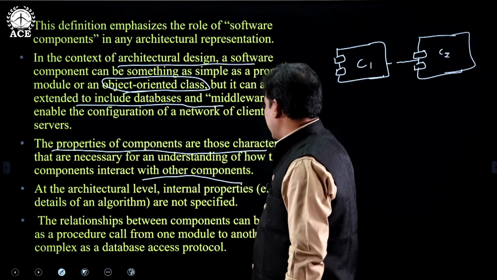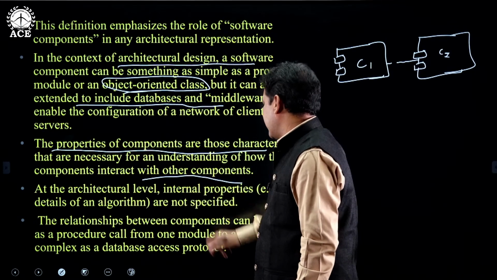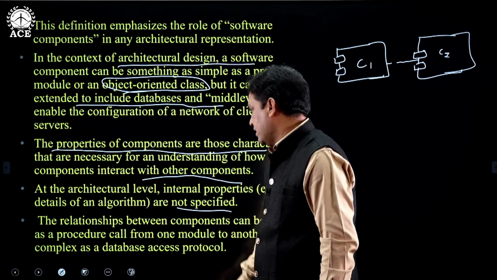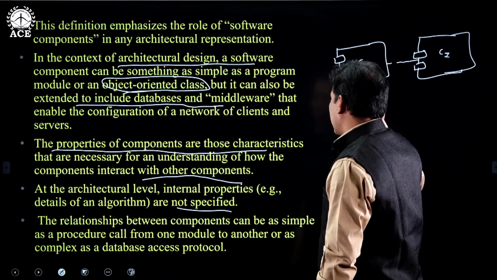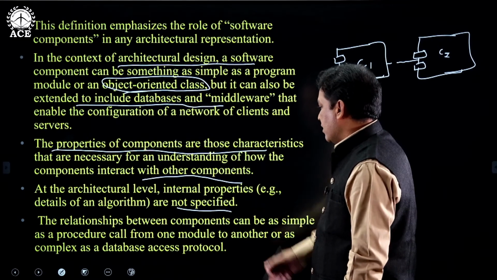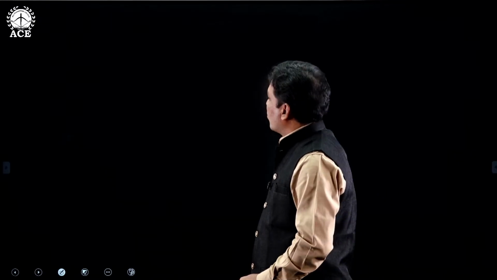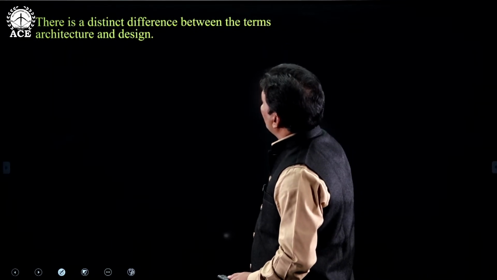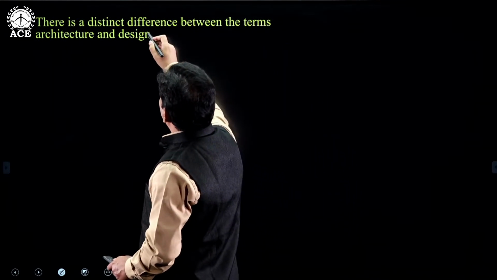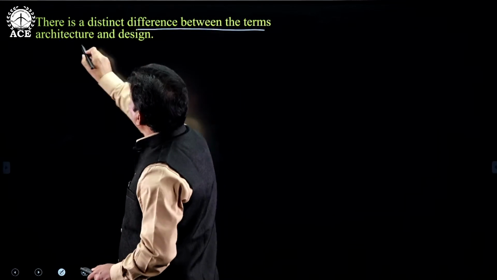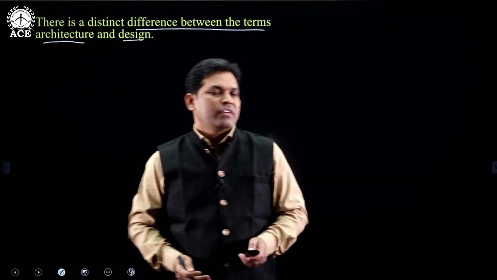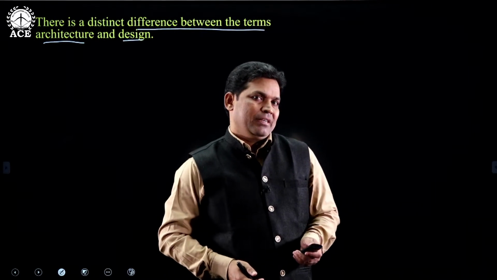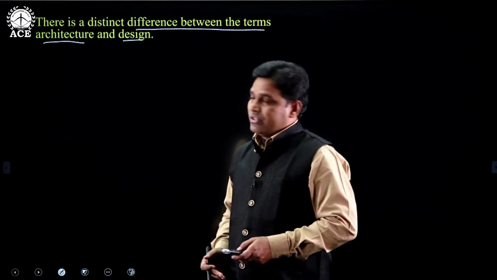At the architectural level, internal properties, such as details of an algorithm, are not specified. The relationship between the components can be as simple as a procedure call from one module to another, or as complex as a database access protocol. Now, there is a distinct difference between the terms architecture and design. This we have to discuss. What is the difference between architecture and design?